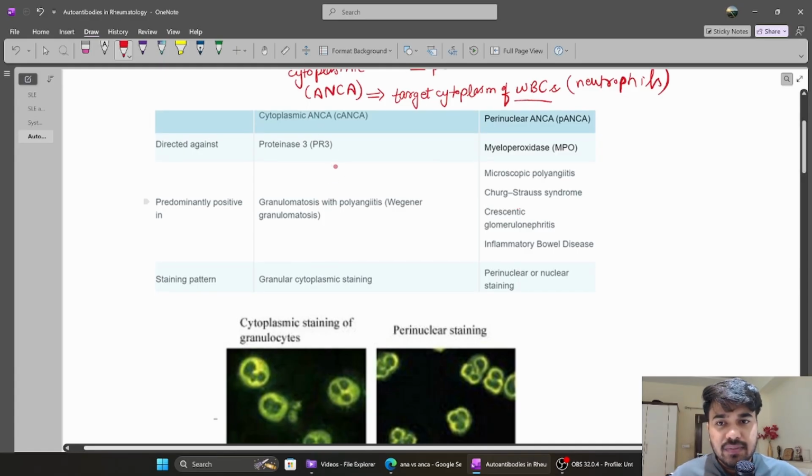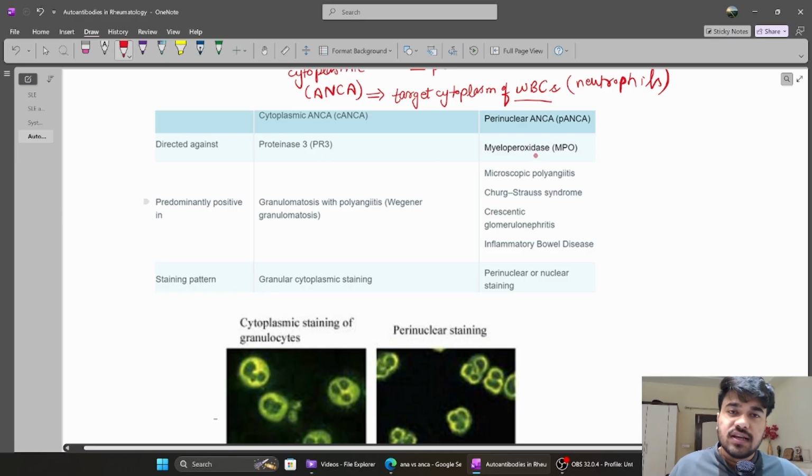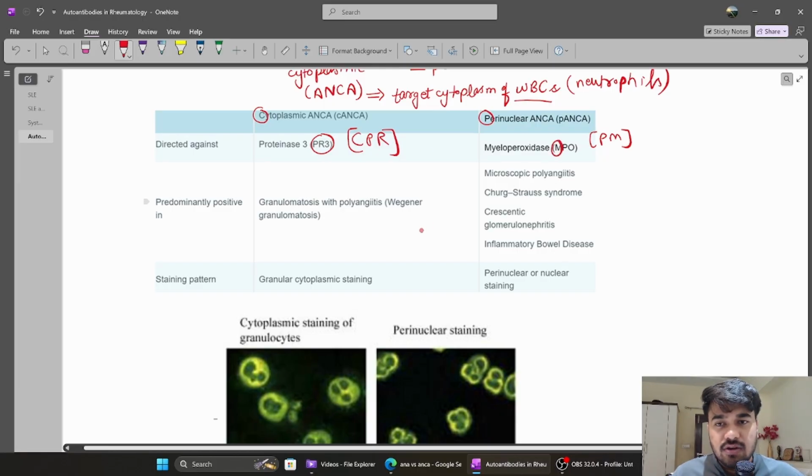Now, C-ANCA is typically directed against the proteinase 3 or PR3 antigen, while perinuclear ANCA is typically directed against the myeloperoxidase or MPO antigen. So now how to remember this? Remember this mnemonic CPR, right? Either remember CPR or remember PM. Choose any one of these and you will automatically remember the other one as well. So CPR means cytoplasmic ANCA and PR3 antigen, while PM means perinuclear ANCA and myeloperoxidase antigen. So CPR and PM, that's how you will remember the antibody and their target antigen.